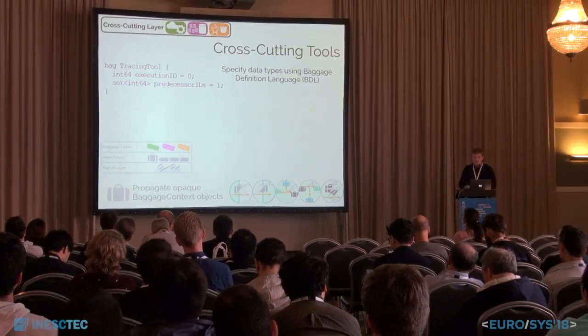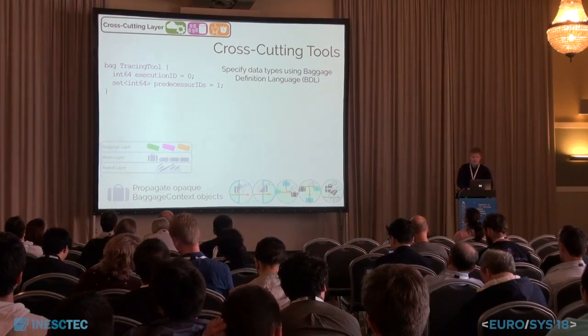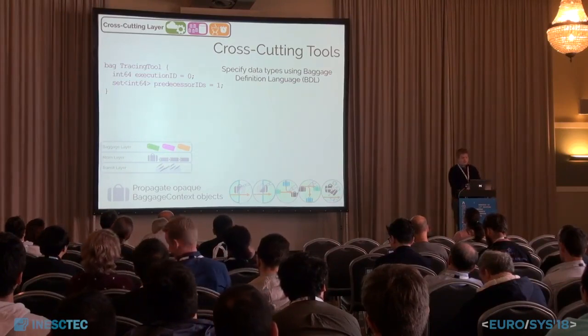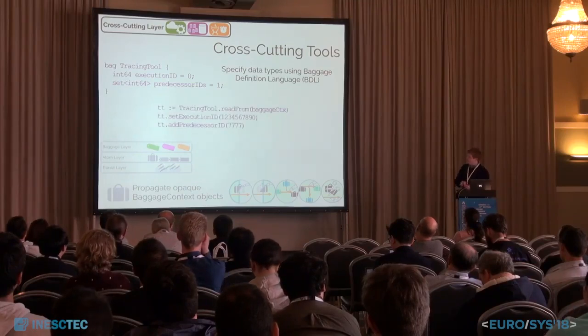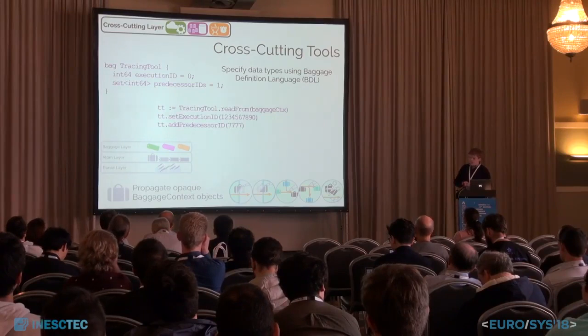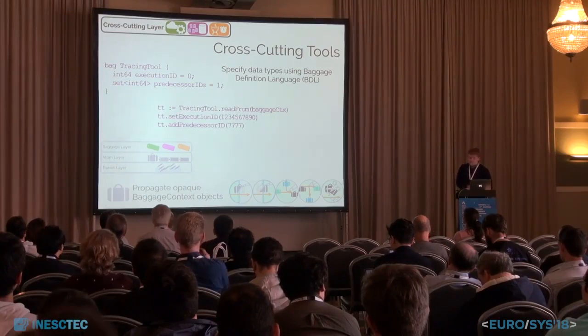So from a BDL specification, tool developers use the BDL compiler to generate accessor interfaces. The tool can use these to get and set variables from baggage contexts. So for example, setting the execution ID and adding a predecessor would look something like this.